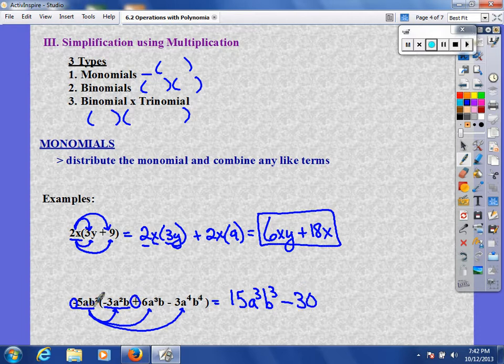Then you got a times a cubed. Again, we have 1 a and 3 a's. That means I have a total of 4. When I multiply powers, I add exponents. B squared and b, again, I have 2 and 1 makes 3. So a lot of things that we did in 6.1 are starting to be applied here in 6.2.